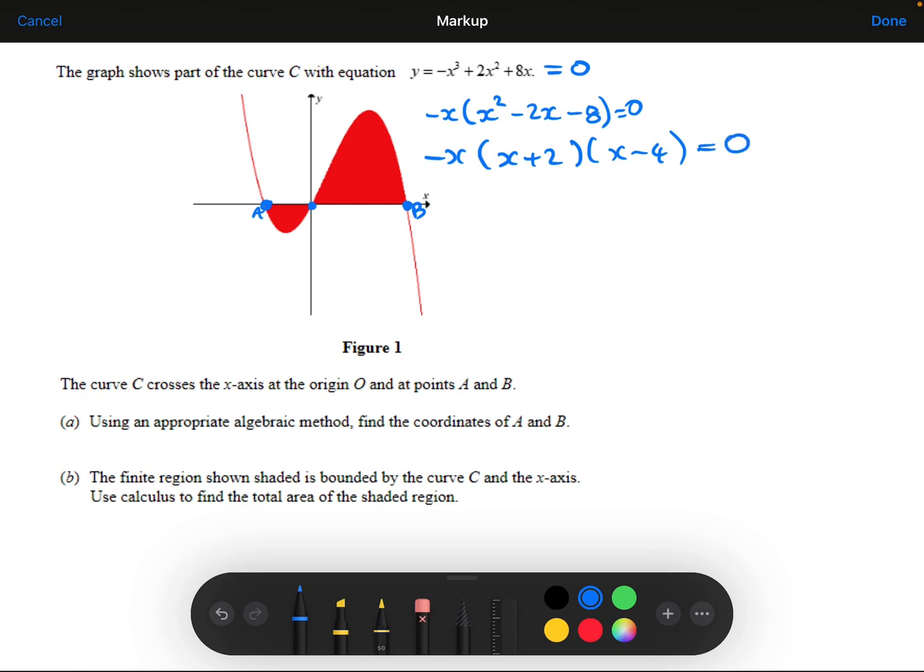So that gives me three solutions. Either x is 0, x is minus 2, or x is 4. So the coordinate of A is minus 2, 0. The coordinate of B is 4, 0.